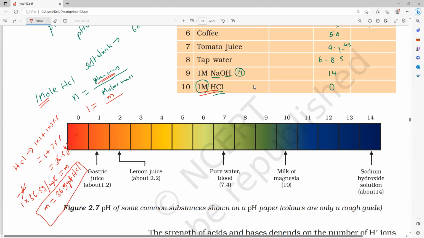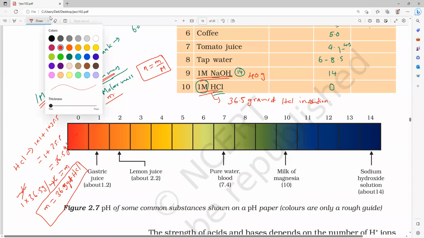Is it okay, guys? So 1 mole of HCl contains 36.5 grams of HCl in solution. Same way, 1 mole of NaOH also contains approximately 40 grams. How? N is equal to M by capital M. That is the importance of studying in 9th class. I know so many came without studying, so that's fine.